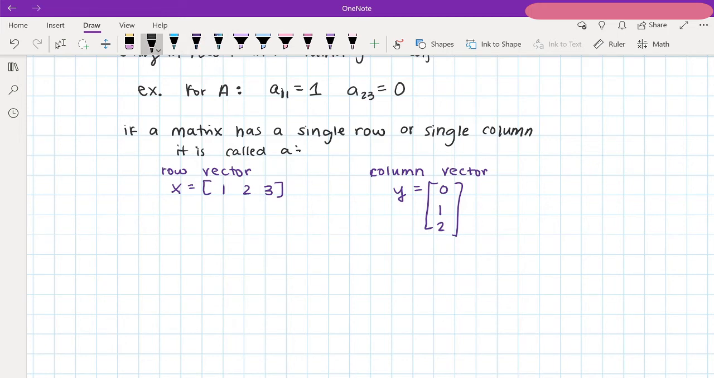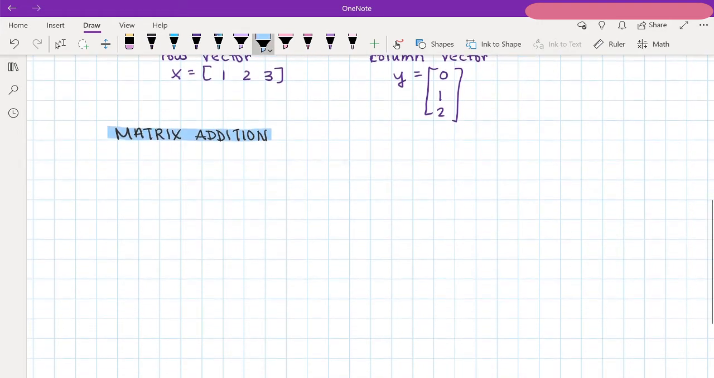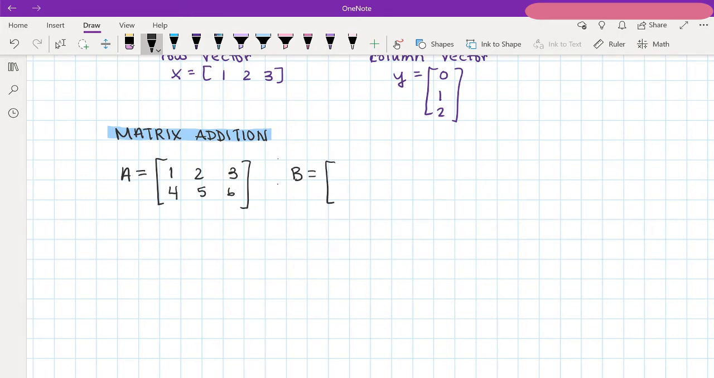So next we're going to cover matrix addition. This is pretty simple, simpler than a lot of the other stuff that we're going to cover, like matrix multiplication. Say we have 2 different matrices, A and B. Both are going to be 2 by 3 matrices, which means that they have 2 rows and 3 columns. So A has 1, 2, 3, 4, 5, 6, and B has 1, 0, 5, 2, 3, 7.